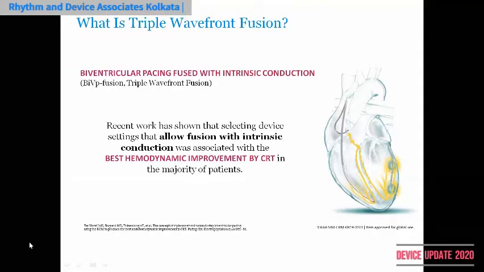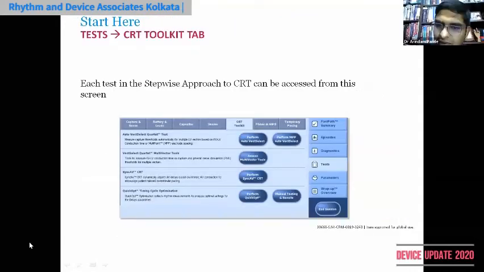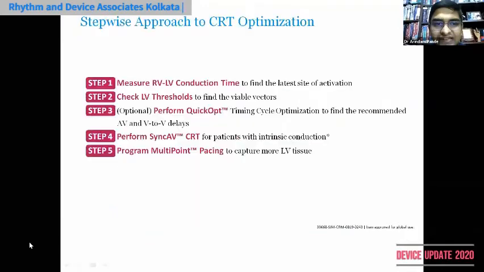So triple waveform fusion is actually the best thing to have, and with this technology we can convert many of the non-responders to true responders. This is the stepwise approach for CRT optimization. We need to measure the RV-LV conduction time, check the LV threshold, and perform QuickOpt.